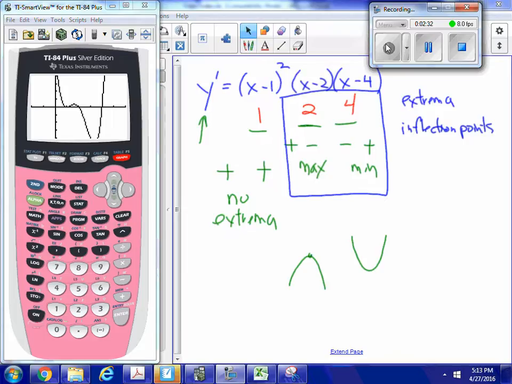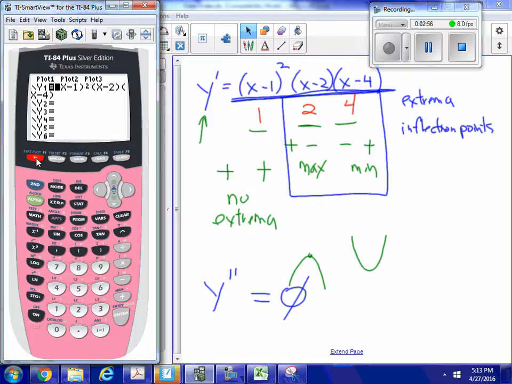But now I'd like to find my second derivative. Or rather, I'd like to find where my second derivative is equal to 0. So I've got a choice. I can either do the product rule on this whole monster thing right here, which will probably take me 30 minutes, or I can go to my calculator, and I'm going to do this. I'm going to graph it.